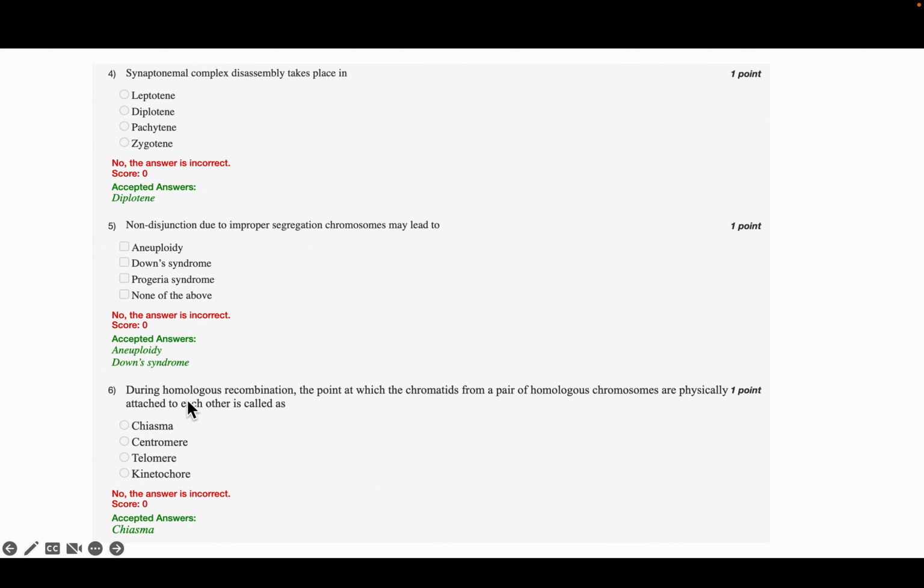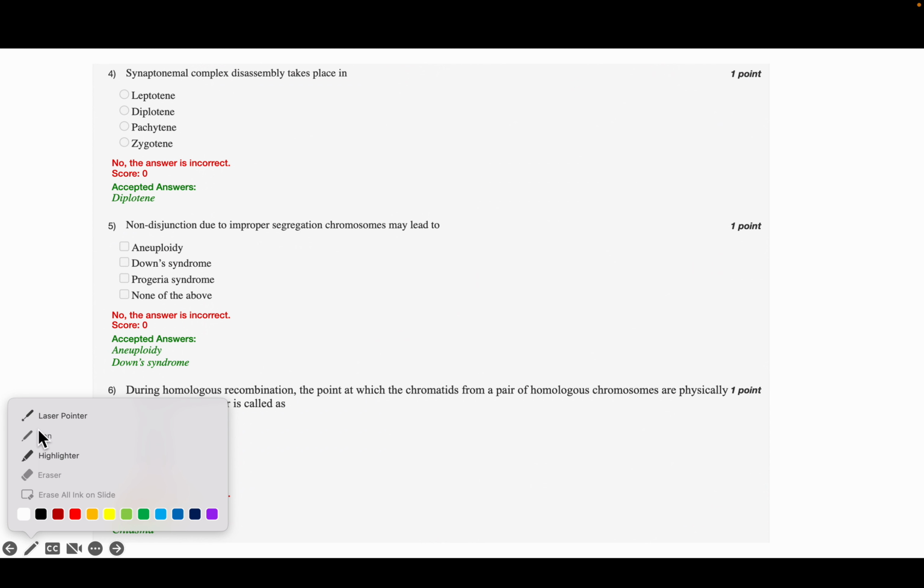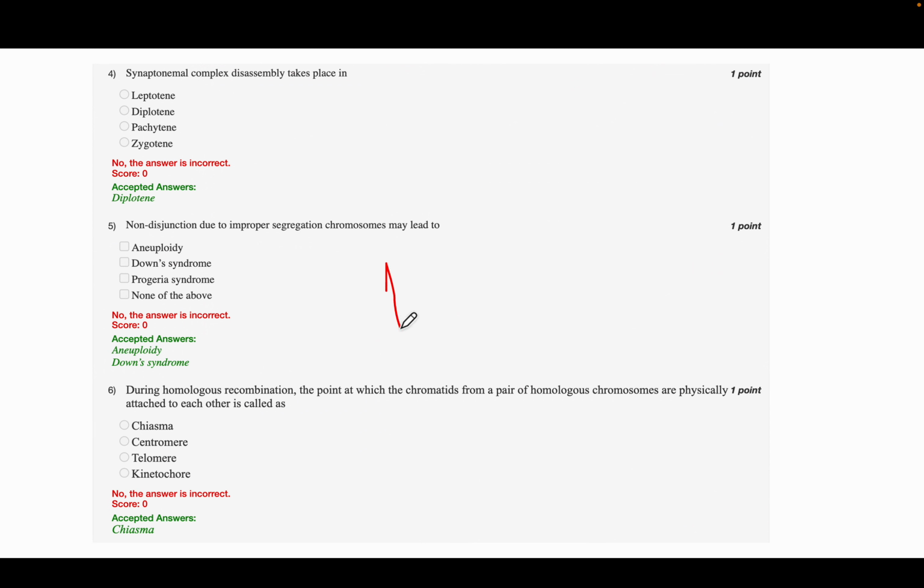The next question is, during homologous recombination, the point at which the chromatids from a pair of homologous chromosomes are physically attached to each other is called what? We have just gone through it: the point where the homologous pair of chromosomes are getting attached is called chiasma.